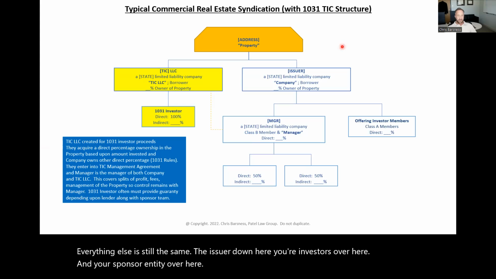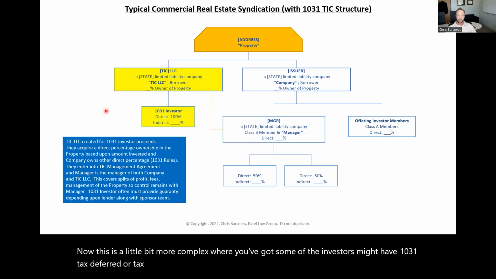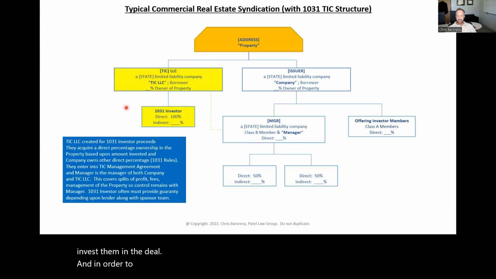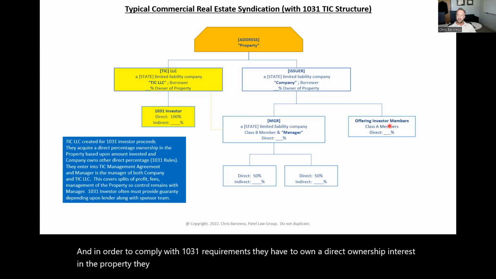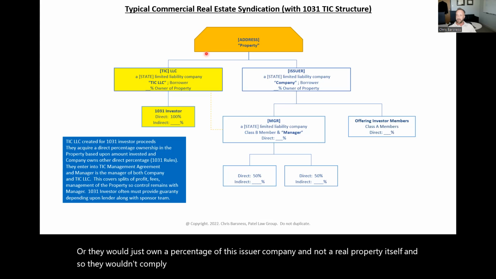Now, this is a little bit more complex where some of the investors might have 1031 tax deferred or tax exempt proceeds that they're bringing from another property. They want to invest them in the deal. And in order to comply with 1031 requirements, they have to own a direct ownership interest of the property. They can't invest over here, or they would just own a percentage of this issuer company and not real property itself. And so they wouldn't comply with 1031.